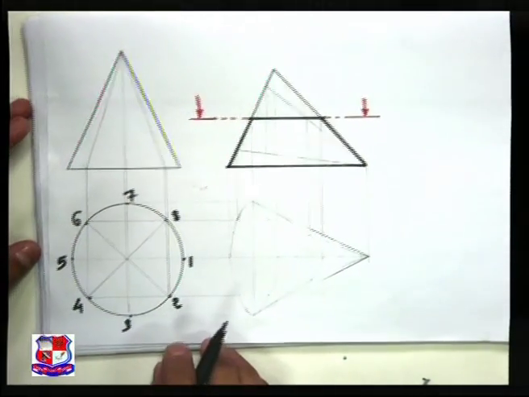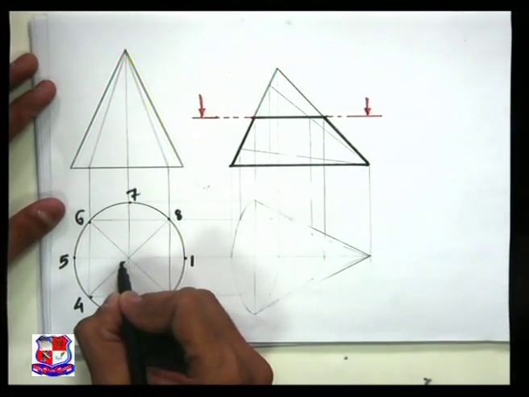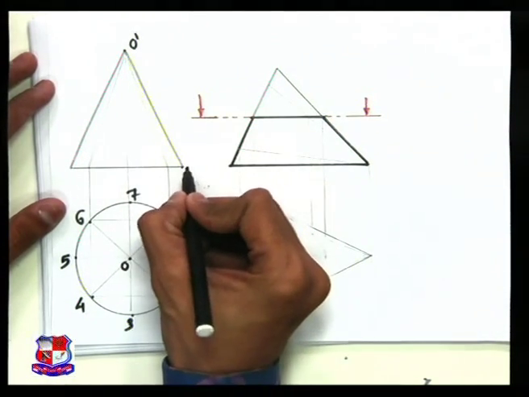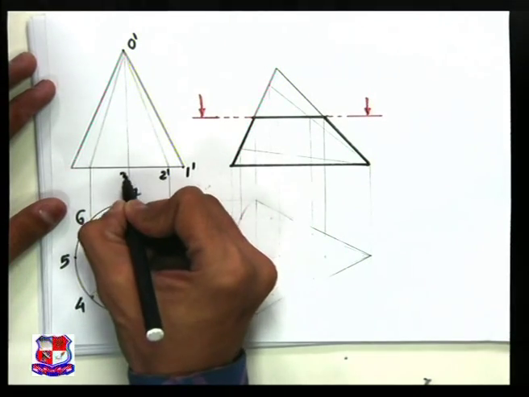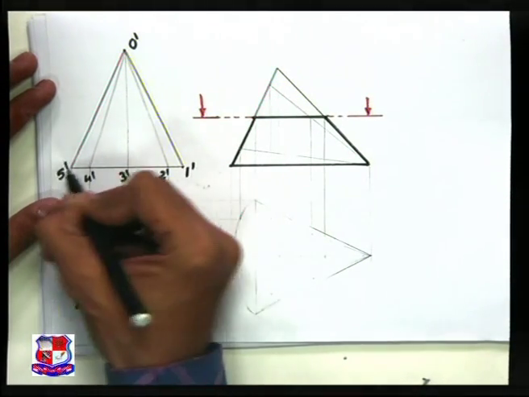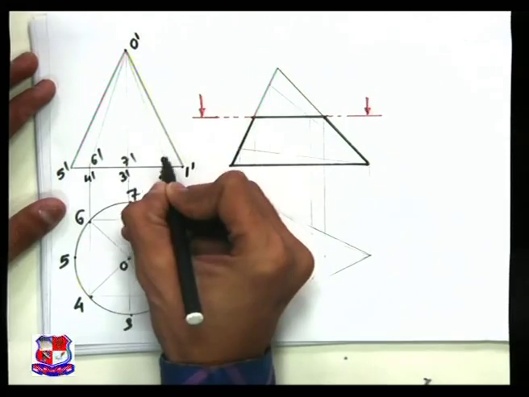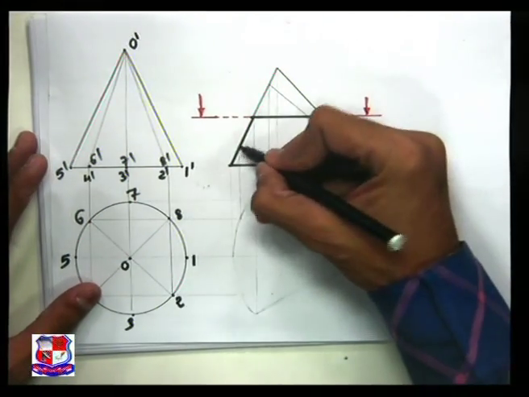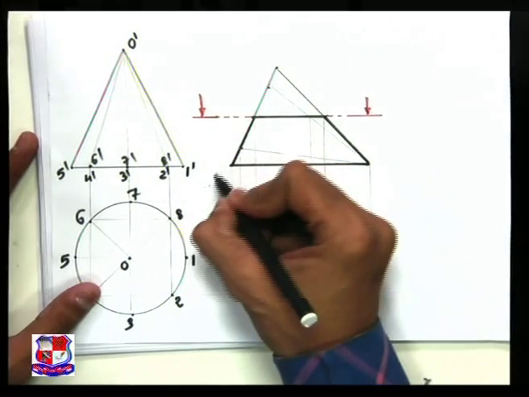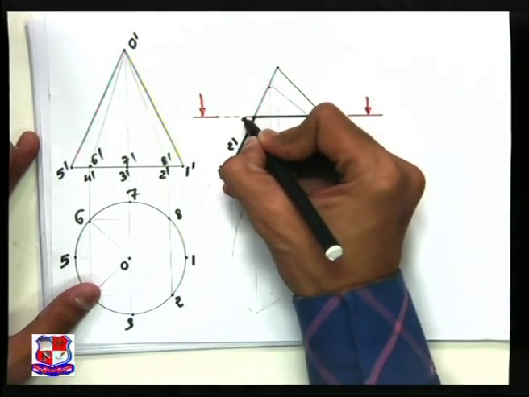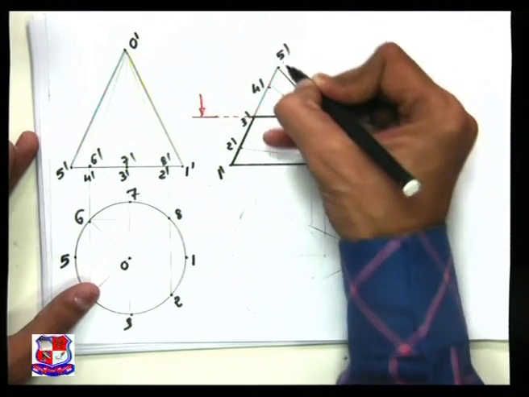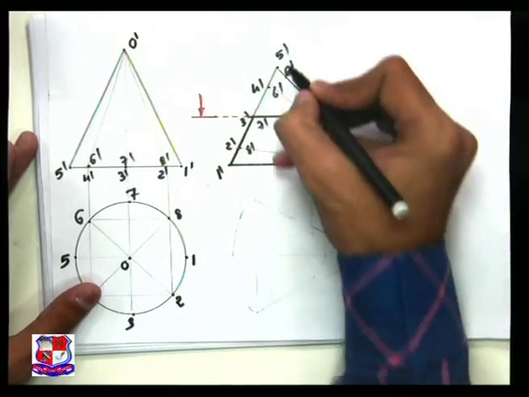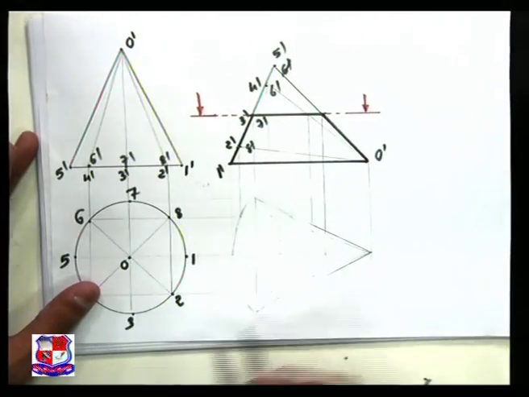As it's a top view, dash mark should not be there. This is apex point O. Similarly, apex point O dash would be here. Here is point number 1 dash, 2 dash, 3 dash, 4 dash, 5 dash, 6 dash, 7 dash and 8 dash. All the points are here, and transfer all these points to here. Here is point number 1 dash, 2 dash, 3 dash, 4 dash, up to 6 dash, 7 dash and 8 dash. 8 points would be there, and here is apex point O dash.